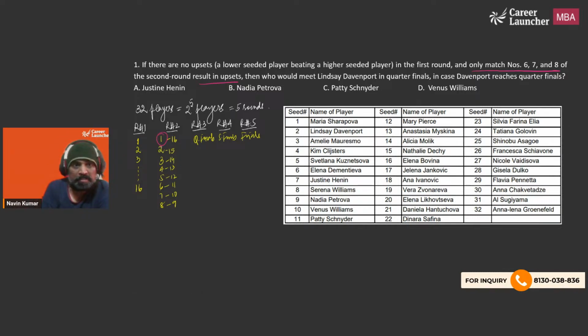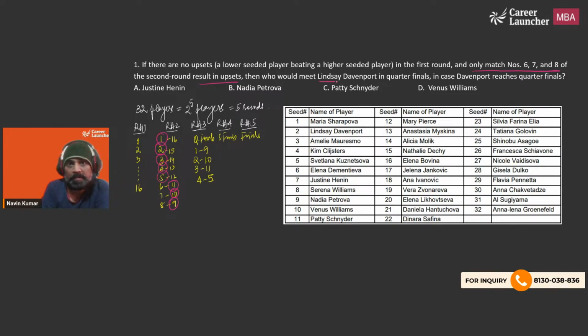So in the first match, there was not an upset. So seed number 1 wins, seed number 2 wins, seed number 3 wins, seed number 4 wins, seed number 5 wins. In the next 3 matches, match number 6, 7, 8, seed numbers 11, 10, and 9 win. So if we carry these winners to the next round, 1 versus 9 will be playing, 2 versus 10 will be playing, 3 versus 11, and 4 versus 5.